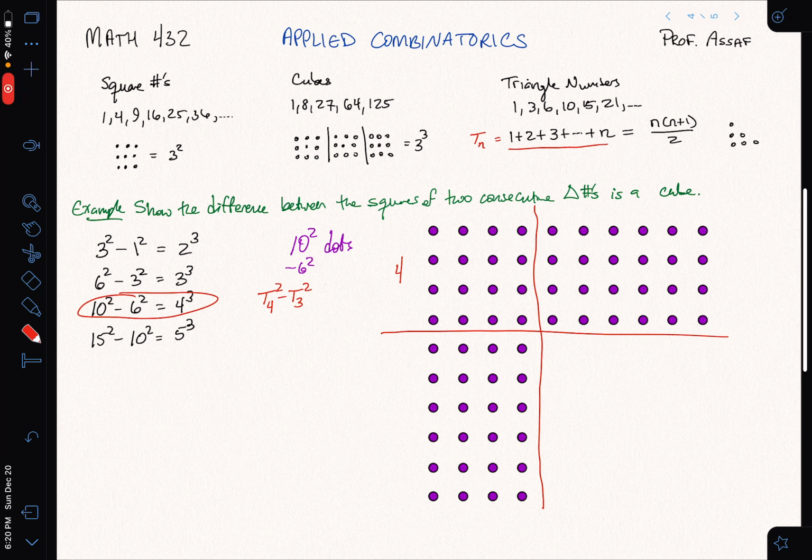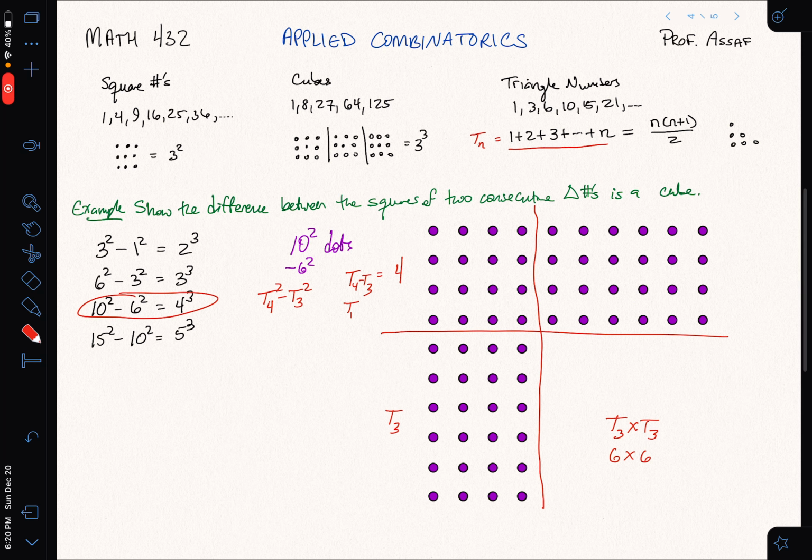Now keep in mind, what have I got down here? What have I got left? Well, this is going to be T4 minus T3, right? This is T4 minus T3. So this was my T3 by T3, which is my 6 by 6 square that I deleted. The whole thing is my T4 by T4. T4 minus T3 is 4.